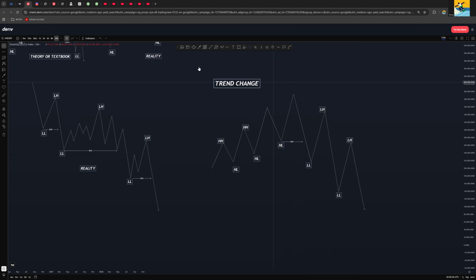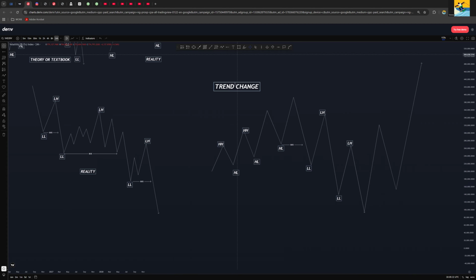So now, how do we kick into a bullish structure? The previous lower high again must be broken. Now we're officially in an uptrend. So this is the way the market changes trend. Higher high and higher low.